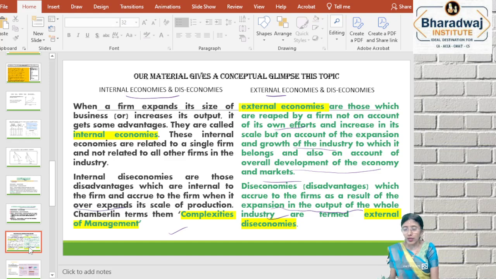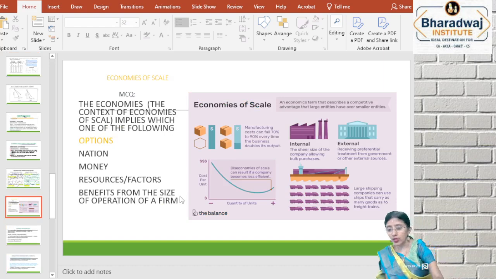So theoretically, what did we understand? The terms economies and diseconomies imply advantages and disadvantages. Internal economies and diseconomies are those which accrue to a firm because of their own positives and negatives. External economies and diseconomies arise to a particular firm because of some factors beyond the control of the management, right? And particularly for internal diseconomies, Professor Chamberlain has given the term complexities of management. Are we clear?